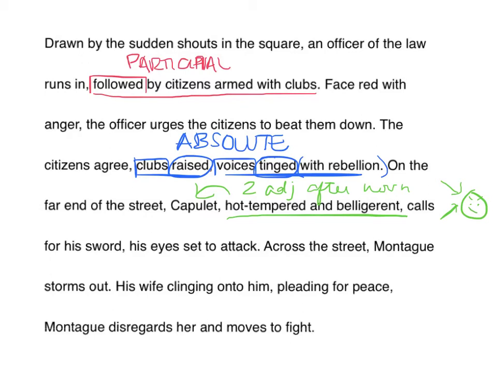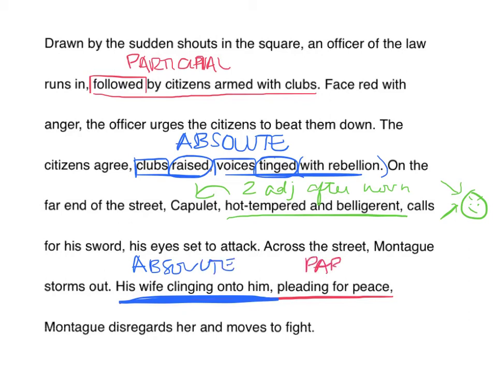Okay, and this last set here I want to draw your eyes to is another version of the participial phrases. Or actually, this here would be an absolute, right? Wife clinging to him. The second part would then be your participial. Okay, so you see how in this short example, I've already included 1, 2, 3, 4. I've included the 4 sentences that require use of modifiers, and I've used 3 different types.